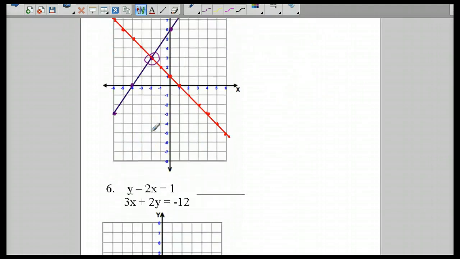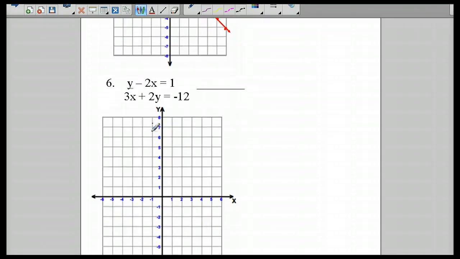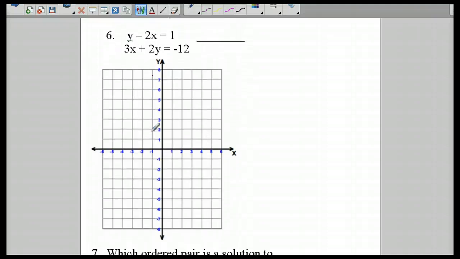All right, let's try number 6. And again, if you feel like you want to try this on your own, please pause here. Remember, we want it in y equals mx plus b, all of them. So I'm going to do this first one here. Actually, let's do it in red. Do the first one in red.